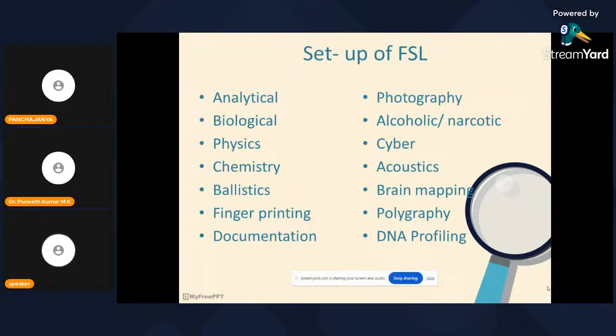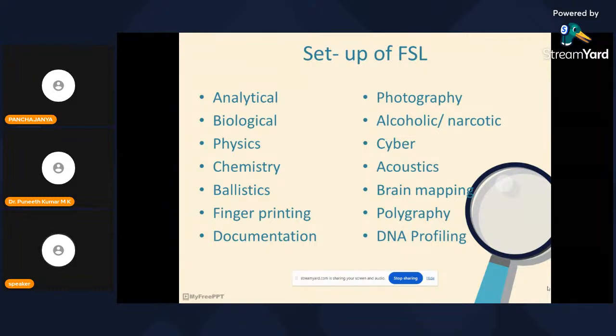And physics is the examination of soil or sand. Those are a few examples for physics. And the chemistry setup is the chemical estimation, identification or detection of chemicals, and which chemical is present in the content or any evidence like vomit, stools, urine, etc.